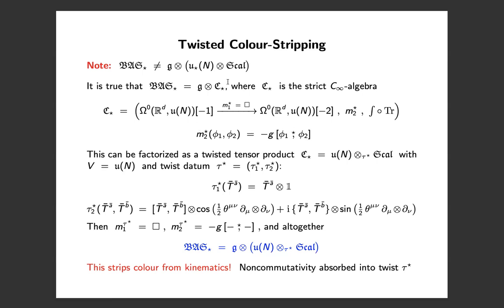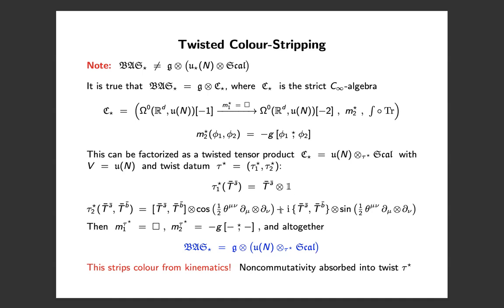So here's this strict C infinity algebra. And this is the problem. This cannot be factorized using tensor products, but it can be using twisted tensor products. So this we factorize now as the tensor product of the ordinary U of n Lie algebra. So that gives us this finite dimensional vector space U of n with the cubic scalar theory, with a twist datum that's defined by these formulas. It essentially just acts as the identity operator at the level of differentials. But what's going to twist the product is given by this formula here.